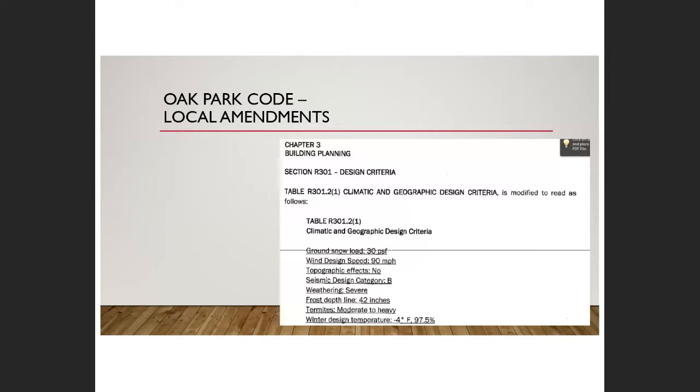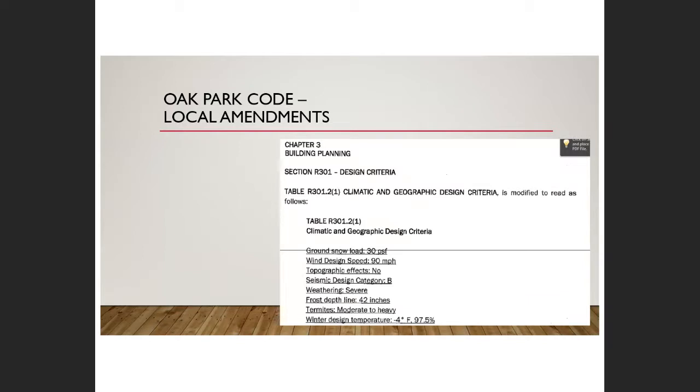Here's an example of a local amendment. Right, in this case, the local amendment is providing some climatic design criteria that get used: snow load, wind load, seismic, right? Seismic relates to earthquakes, frost line depth, right? That's probably the clearest example of what local adoption would look like.